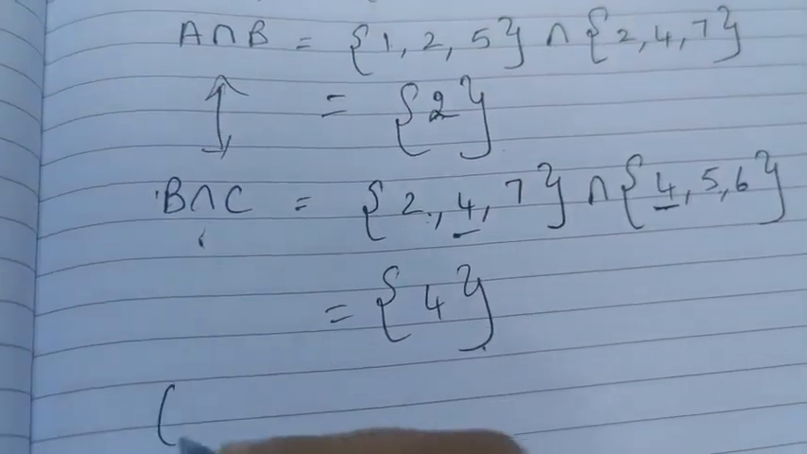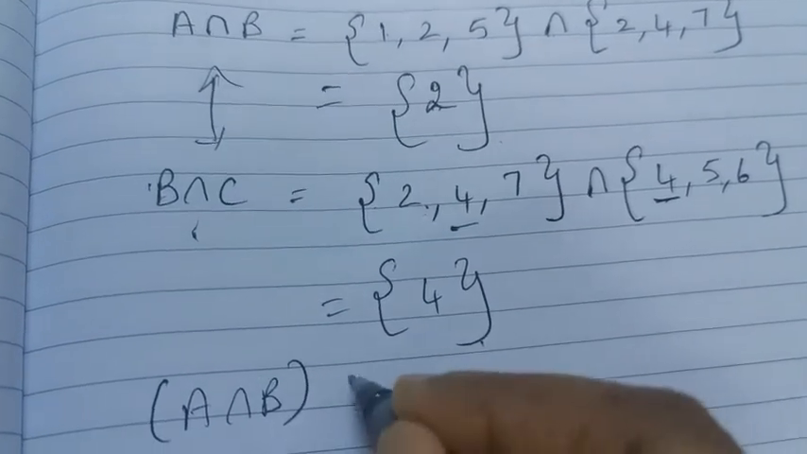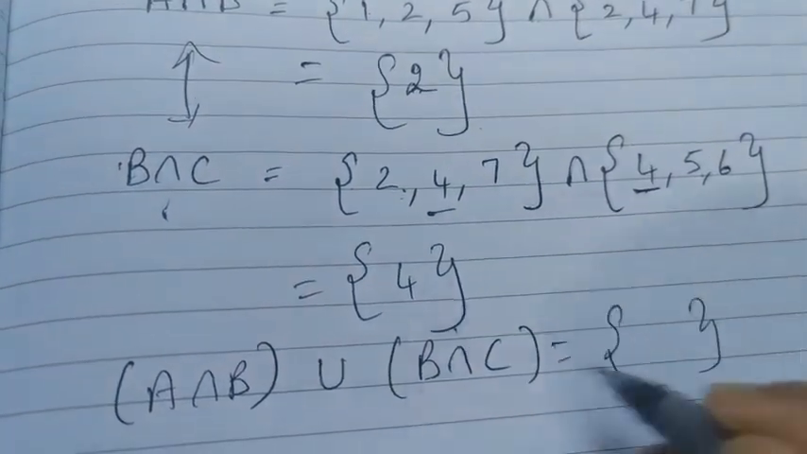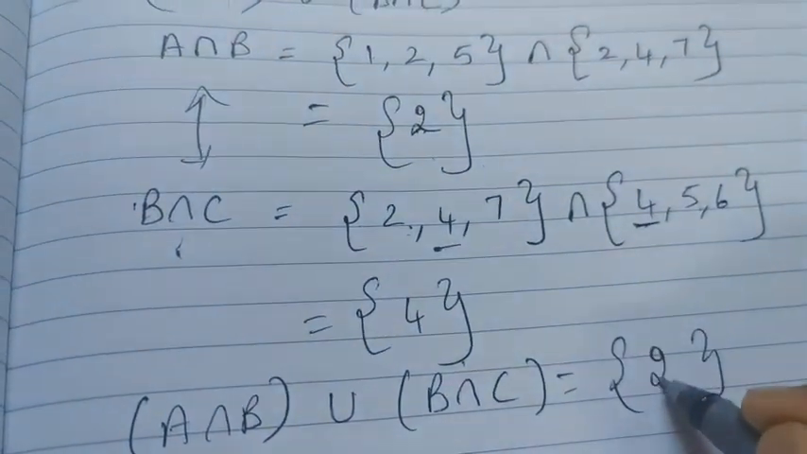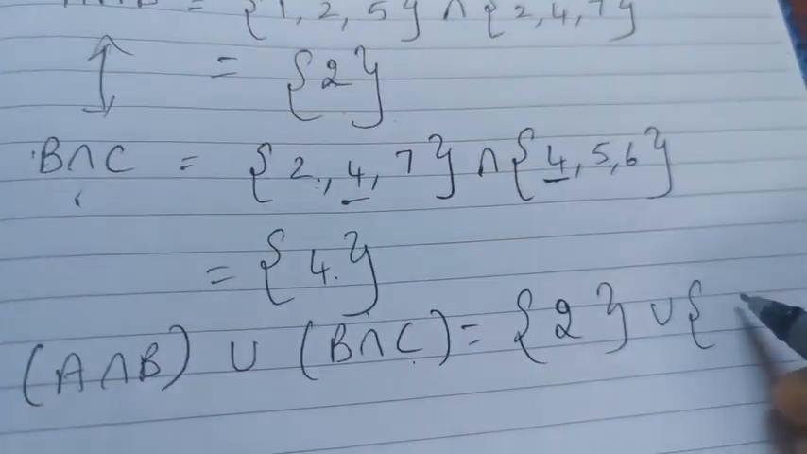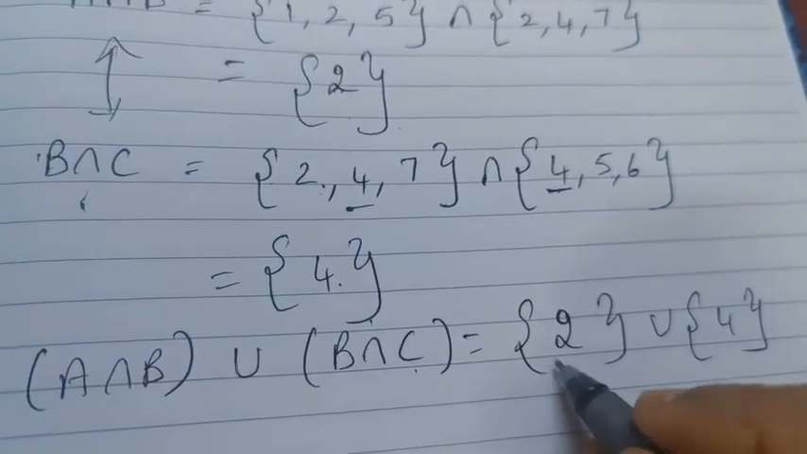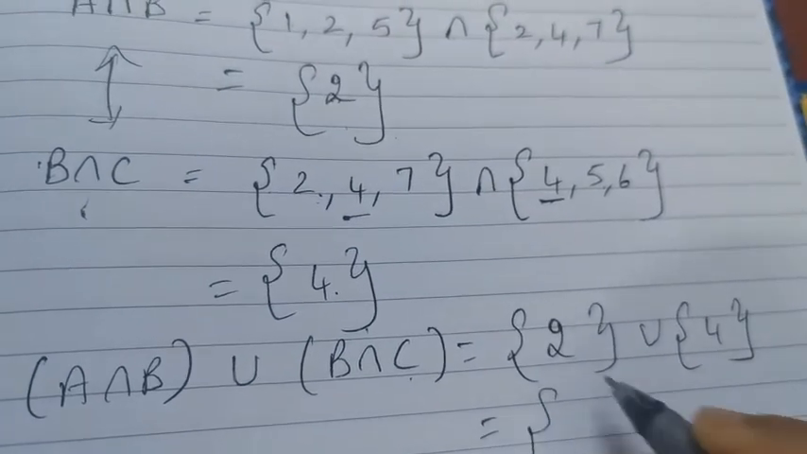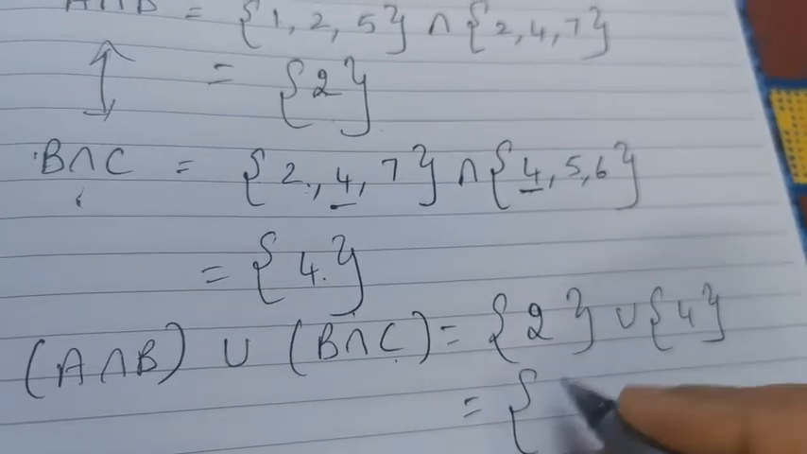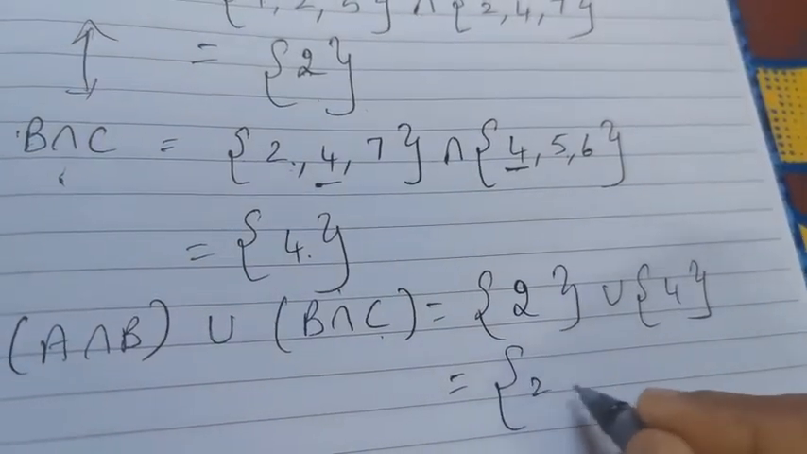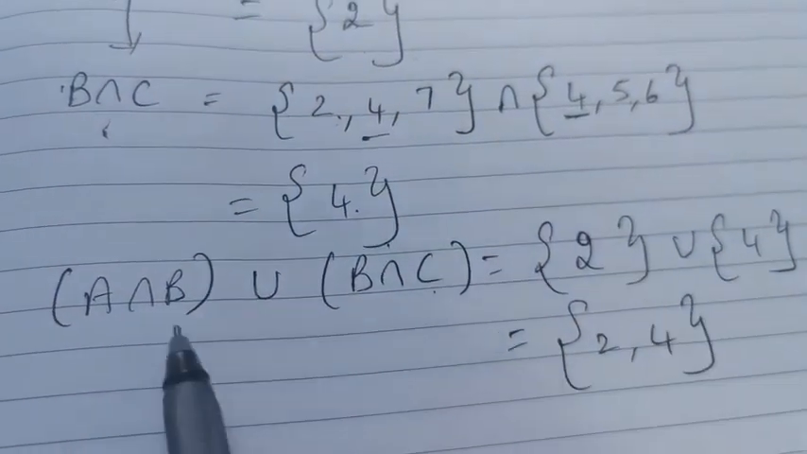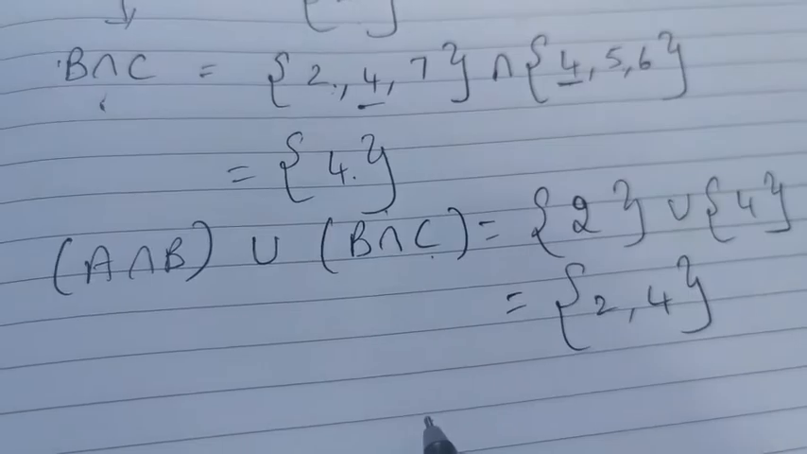So, A intersection B union B intersection C. So what is A intersection B? It has only one element. Union B intersection C. It also has only one element. So union means all together. So we will write the elements of the first set and the second set together. So 2, 4. So this is the answer for A intersection B union B intersection C.